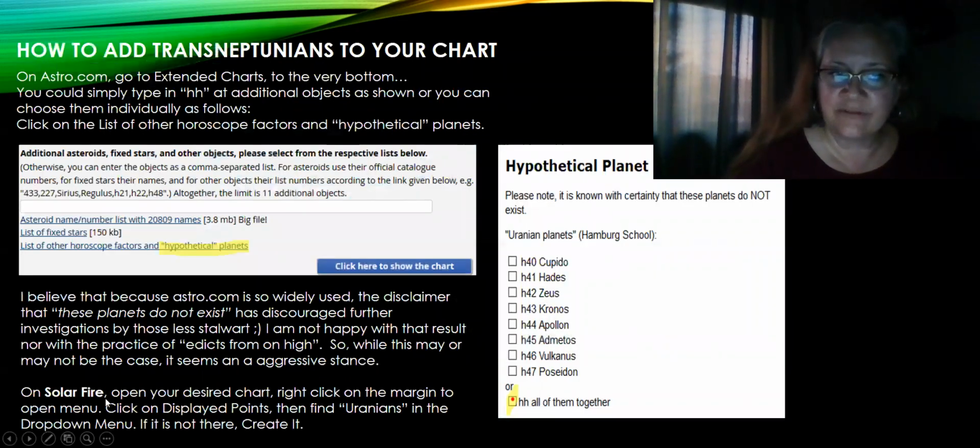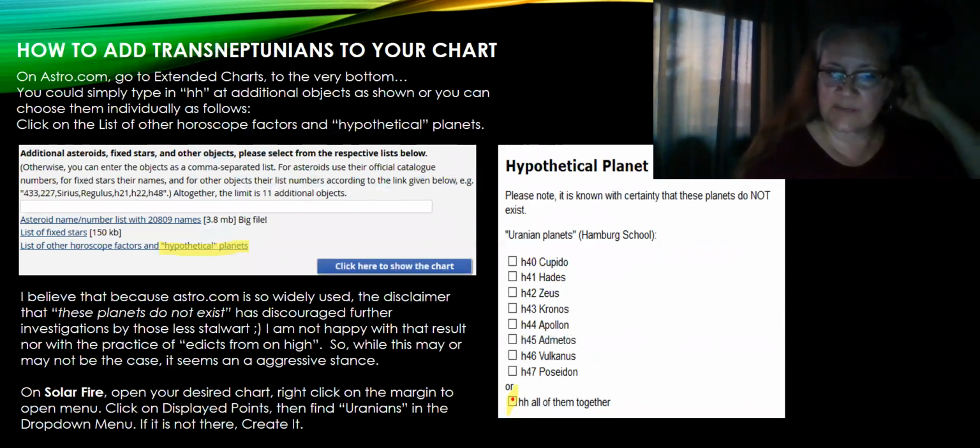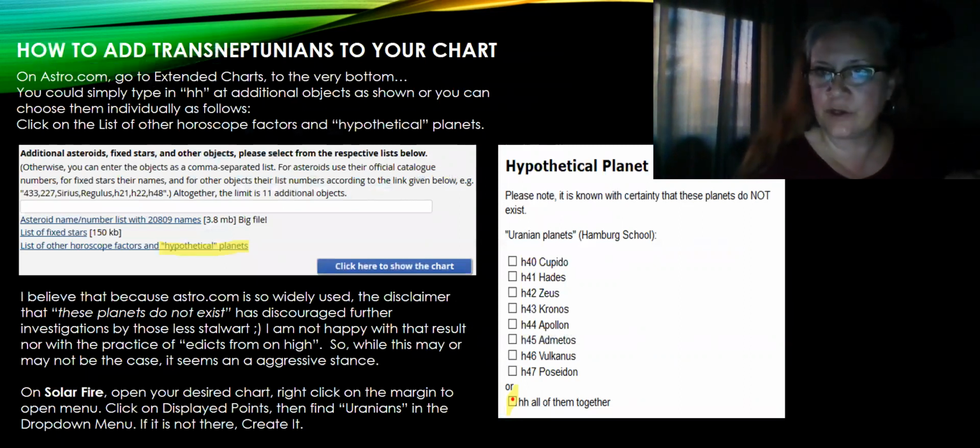Okay, so on Solar Fire, when you open your desired chart, if you just do a right click into the blank space of your chart, then you'd be able to open up the displayed points, click on your displayed points, and then you'd be able to find Uranians.